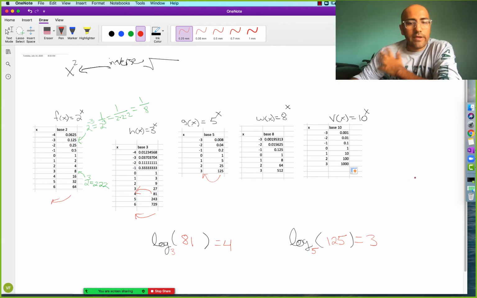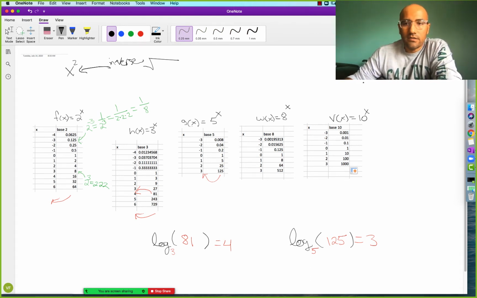Good. Any questions at all? Kind of? Maybe? Sort of? I don't know if it's demystifying logs. Log index. So notice that some of these numbers are the same.